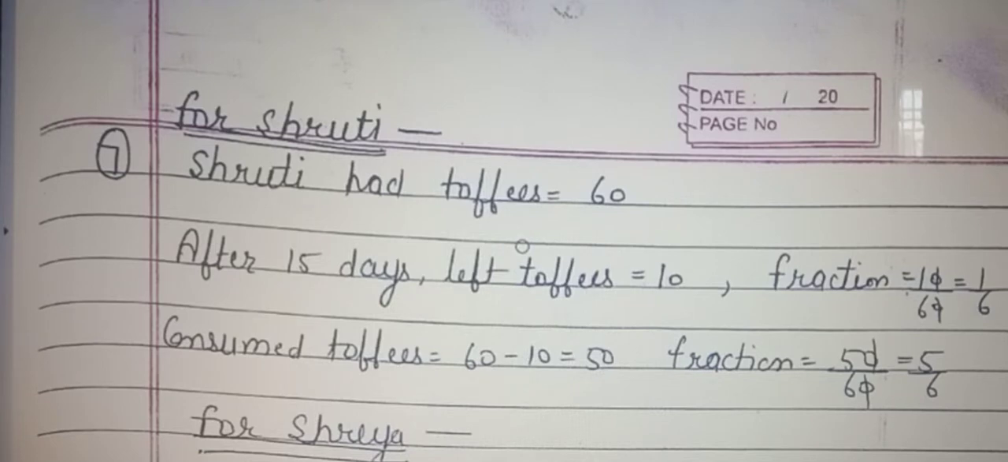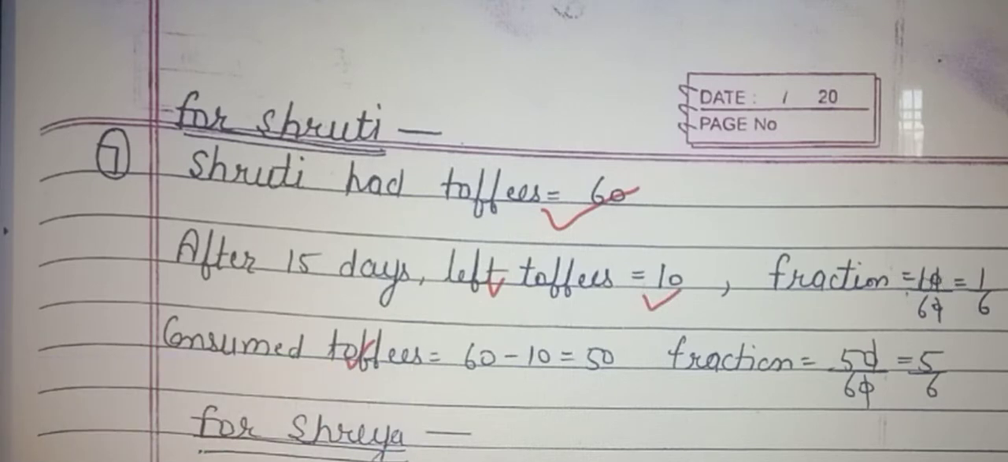And check whether each consumed an equal fraction of toffees, means we have to find the fraction for both, for left toffees as well as consumed toffees. And we are given the left toffees. So Shruti was having 60 toffees. After 15 days, the left toffees with Shruti are 10. Firstly, we will find the fraction for left toffees.